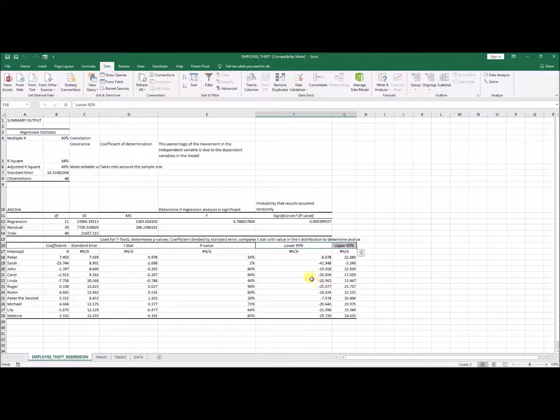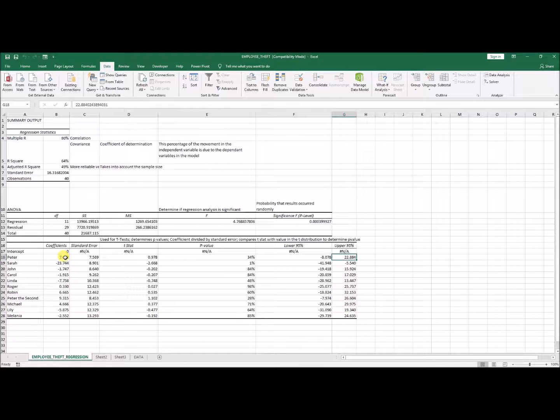Lower and upper 95% refers to the lower and upper confidence bounds. So with any statistical analysis, there's bound to be some error. What these two numbers represent are the boundaries for that error. So how you would read this is, given that there's bound to be some error in the analysis, we are 95% certain that the coefficient lies between -8 and +22. So that's how you would interpret those two figures.